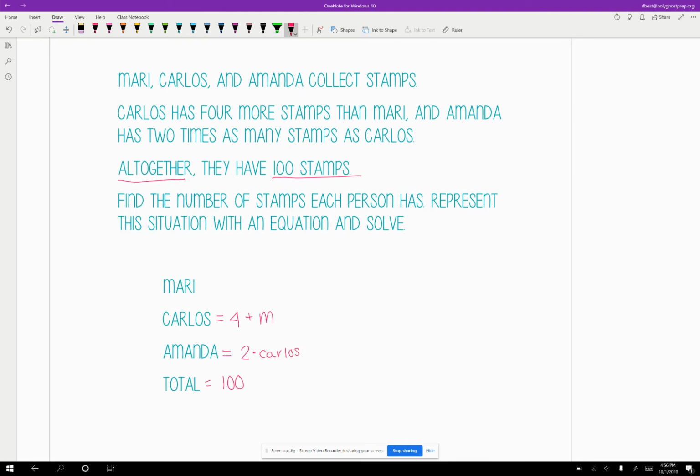But because I don't know the exact amount for Carlos, I'm going to replace his name here with what I know his is equal to. So instead of 2 times Carlos, I'm going to write 2 times (4 plus M), because 4 more than Mari is how many Carlos has. And then for Mari, I'm just going to put an M.